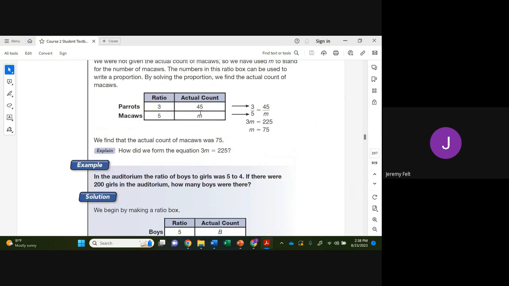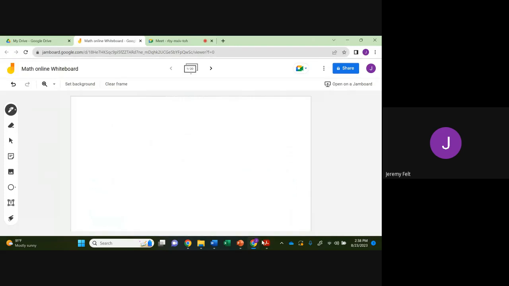If we have in the auditorium a ratio of boys to girls 5 to 4, again, let's write down what we know. We know boys, girls, 5 to 4. It's our ratio. This will be our actual.